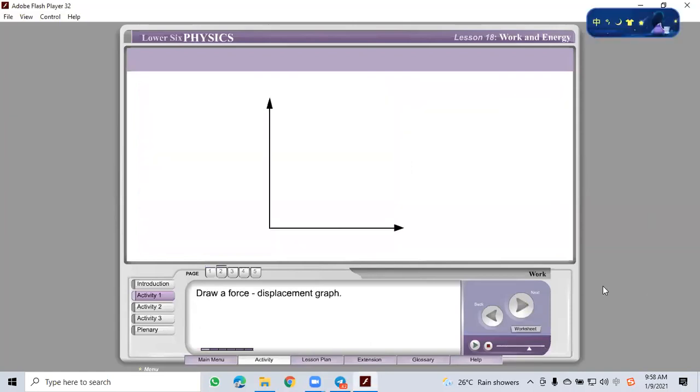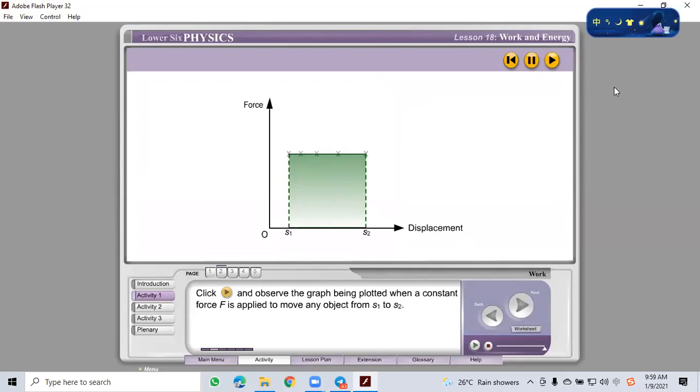Draw a force displacement graph. Click the play button and observe the graph being plotted when a constant force F is applied to move any object from S1 to S2. Work done is the product of the applied force F and the displacement S and is given by the area under the graph between S1 and S2.